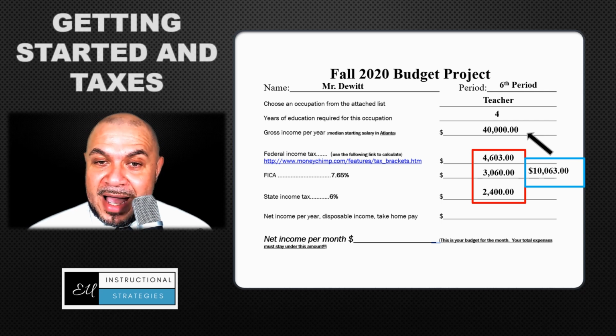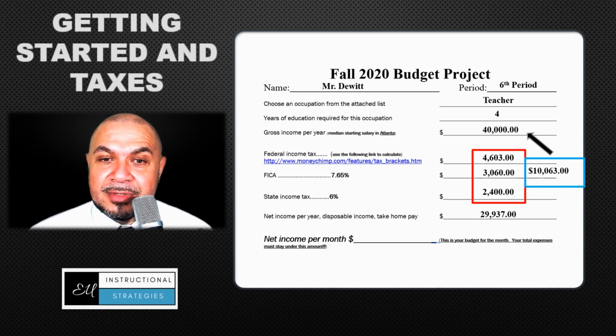That number that's to the right of your job description. So once again, for my example, I'm going to take my $10,063 and subtract it from $40,000. That's going to give me $29,937 for my example. Now that number represents net income per year. We're almost finished. So that is the amount of money that I'm really making for the year after taxes.